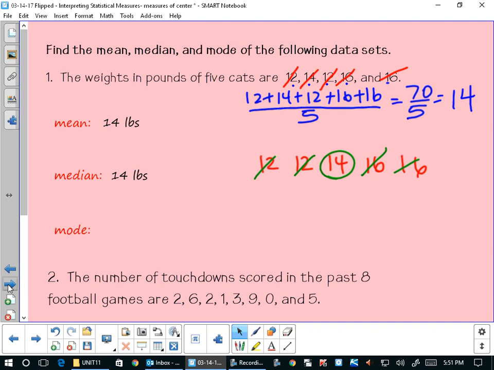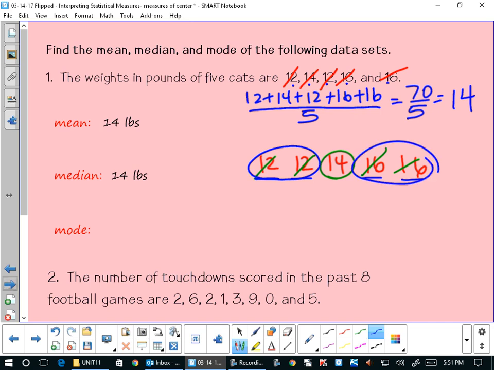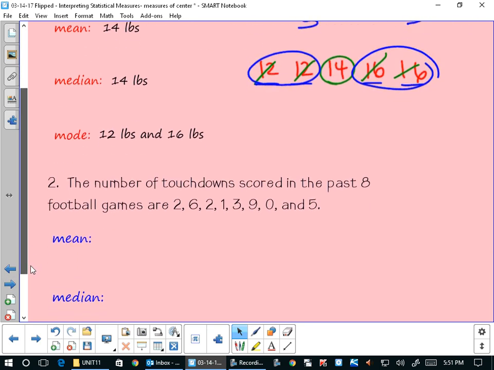Now the mode, remember the mode is the one that occurs the most. Well, there are 2 12s, and then there are also 2 16s. And the 14 only occurs once. So this one has 2 modes, or what we call bimodal, and they are 12 pounds and 16 pounds. So those are your 2 modes.